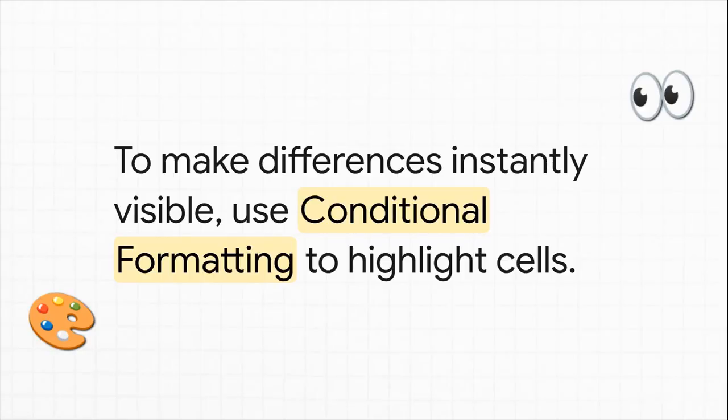But listen, here's the real pro tip. Formulas are great for finding the differences, for sure. But conditional formatting, now that's what makes them instantly visible. You can set up a rule that automatically highlights any cells that don't match with a bright color. They will literally jump right off the page at you. No more searching line by line.